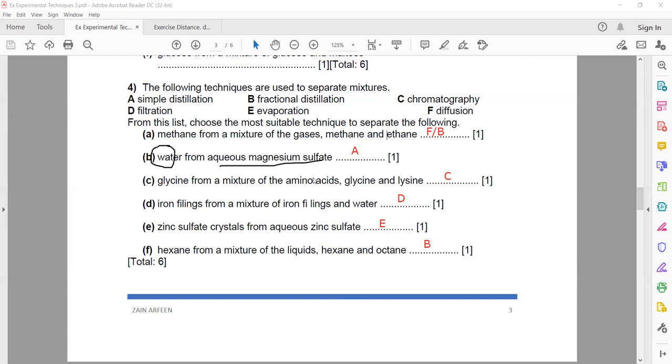Yes, sir. Can you explain number E? Zinc sulfate from aqueous zinc sulfate. What is the meaning? It means you have a salt solution. You have a salt, zinc sulfate, dissolved in water.